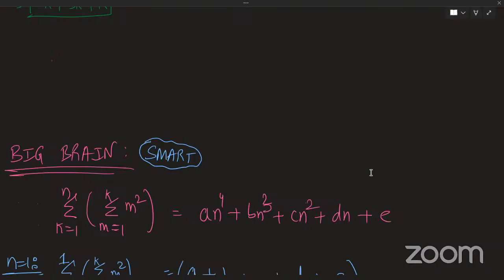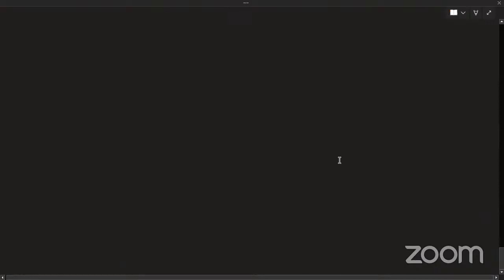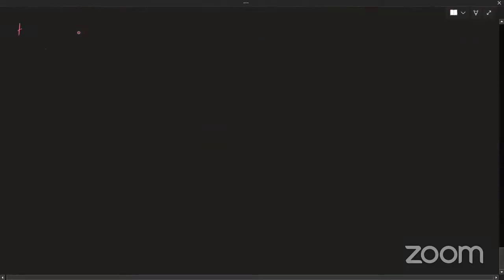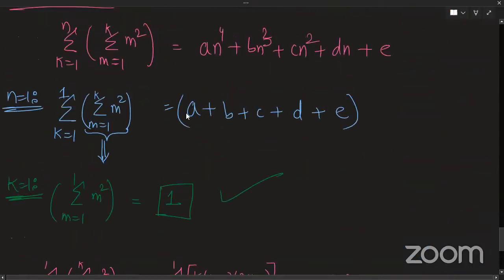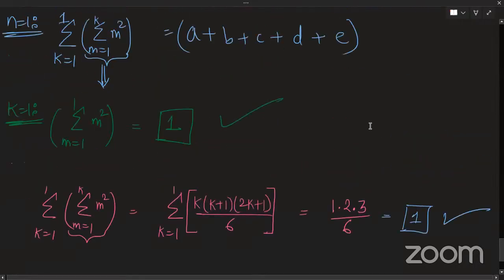Okay, so let me check. We have just a small time left. Great. So today I'll be starting with a very small series. So is the final answer 1? Yes, final answer is 1. A plus B plus C plus D plus E is equal to 1. You can check it if you wish to.